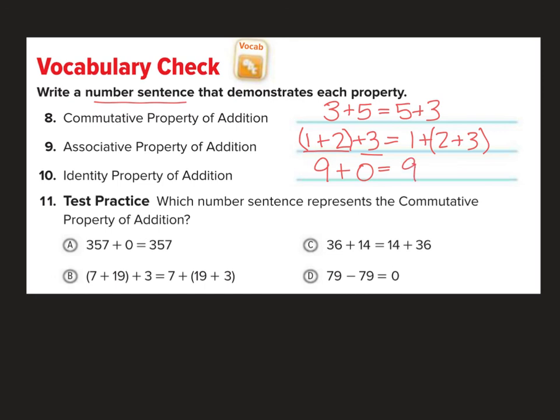Okay, quick here. What number sentence represents the commutative property of addition? So that's the flip-flop, flip-flop. 36, 14, 14, 36. I'm flip-flopping them. So there's the commutative. This one's identity. This one's associative. Notice those grouping symbols. And then this is one of our subtraction rules.